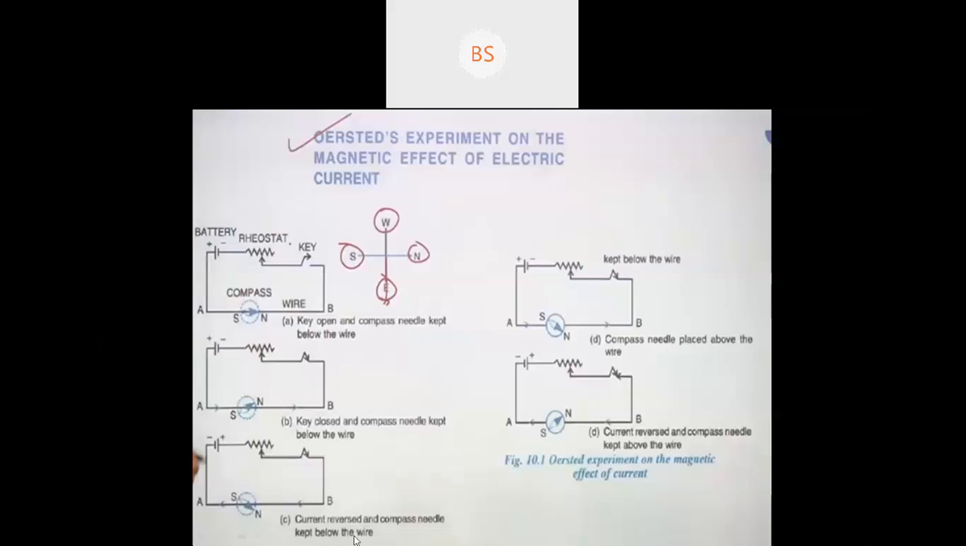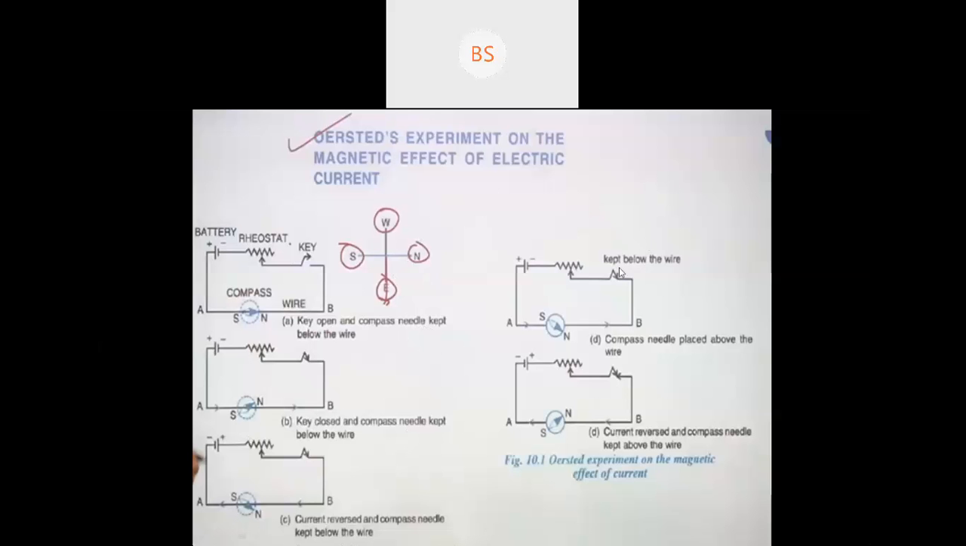So what is the third observation? When the direction of current in a wire is reversed by reversing the connection at the terminals of the battery, the north pole of the needle deflects towards the east. You can see here the north pole deflecting towards the east. You can observe here, it comes this way towards the east. So, clear about the third point.